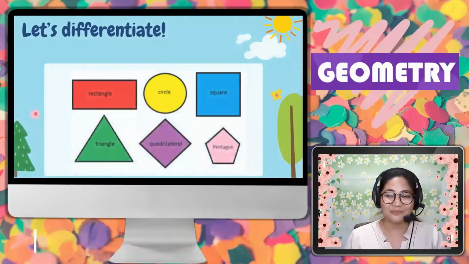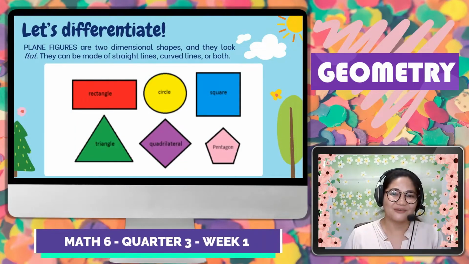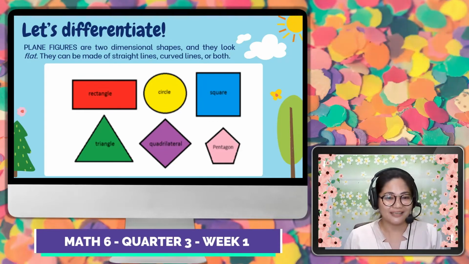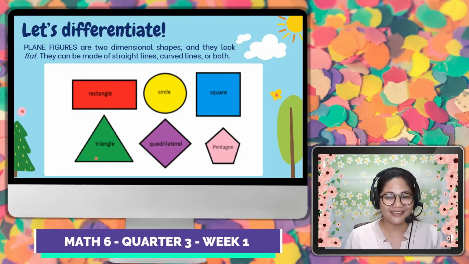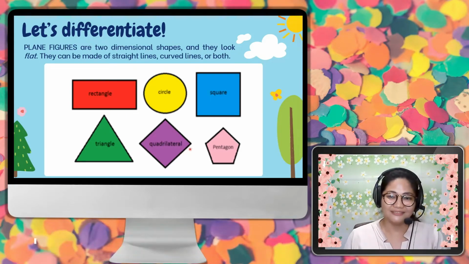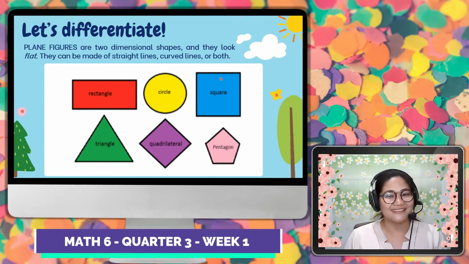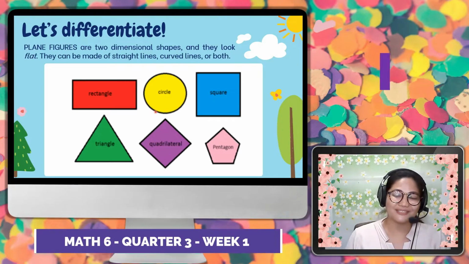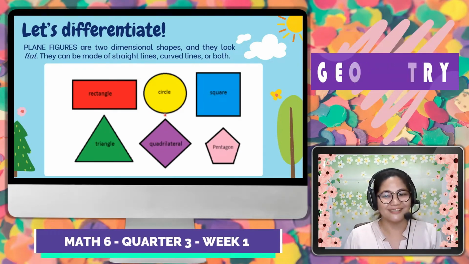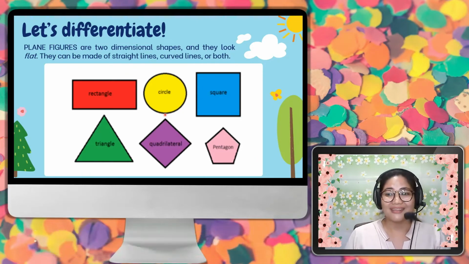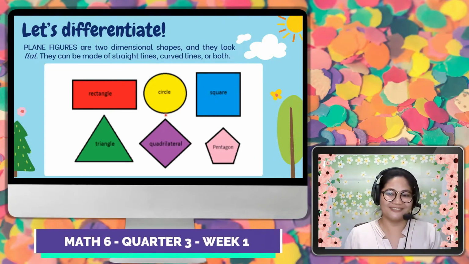Here are the examples of plane figures. We have here rectangle, triangle, quadrilateral, pentagon, square, and circle. All of these are polygons except for circle. Circle is not a polygon, but it is also a plane figure.